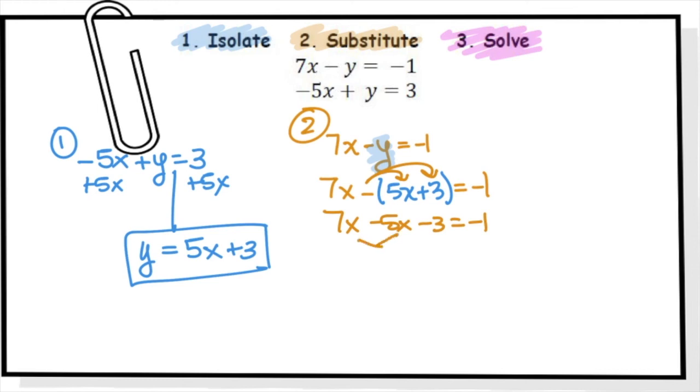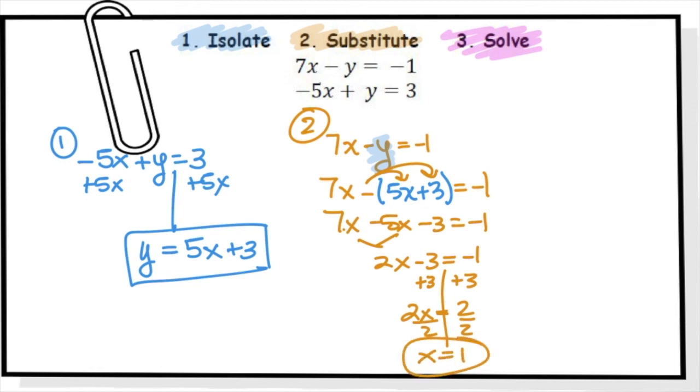Now we're going to combine terms. 7x minus 5x is 2x minus 3 equals negative 1. And now I need to cancel the 3. So that's going to be 2x equals 2, divide by 2, divide by 2, x equals 1. So we found our first member of the solution. My x value for the solution is 1. I know that. But I still need to find my y value.